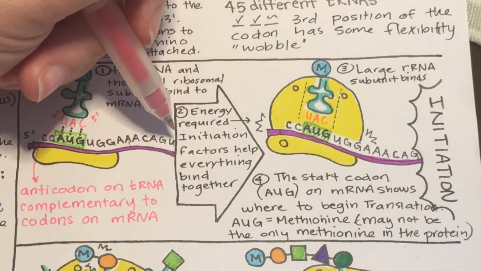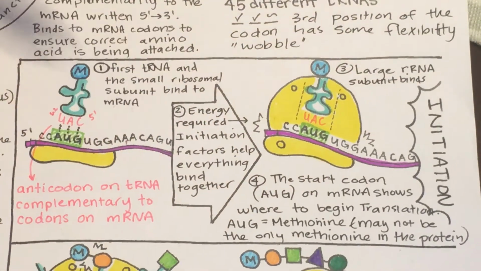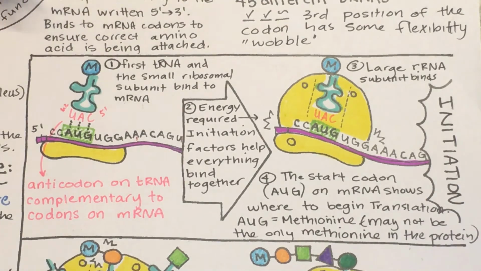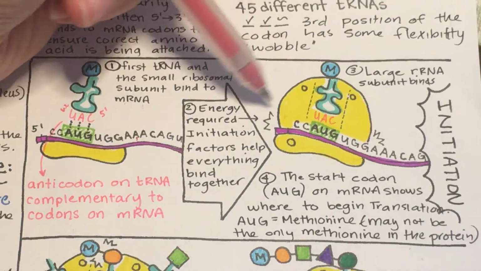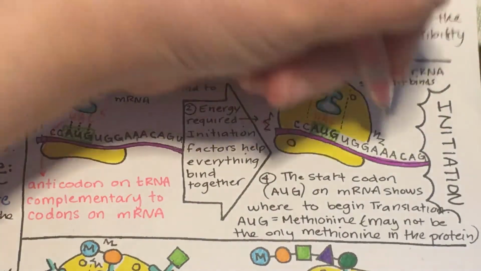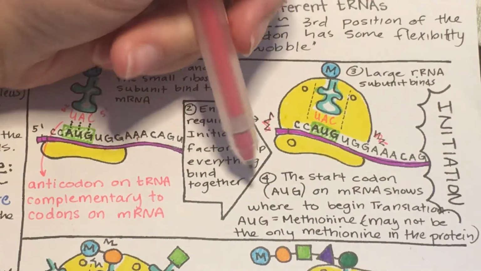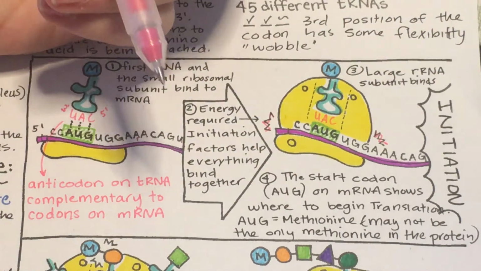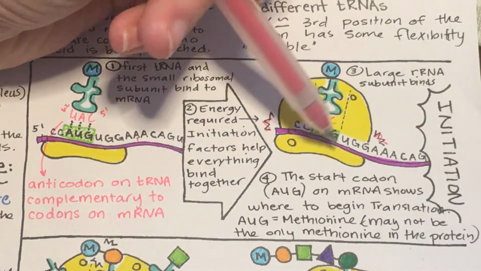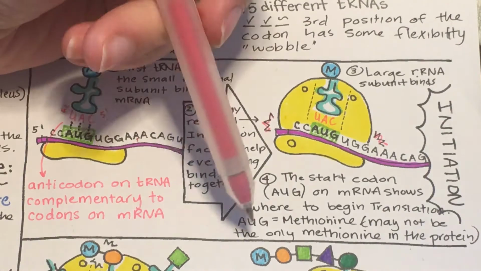It's going to take some energy and initiation factors to help get everything else together. So just how we had transcription factors helping RNA polymerase to bind and express a gene and get it going, we also have initiation factors here. They're not pictured, but that's what these action lines are for, to get everything going. So the large subunit is also going to bind, and the start codon AUG on the mRNA is showing us where to begin translation. That's not part of the promoter. The promoter would have been upstream from here on the mRNA.